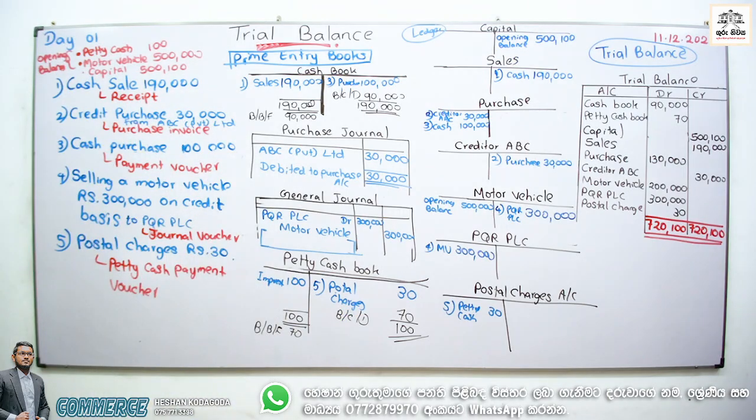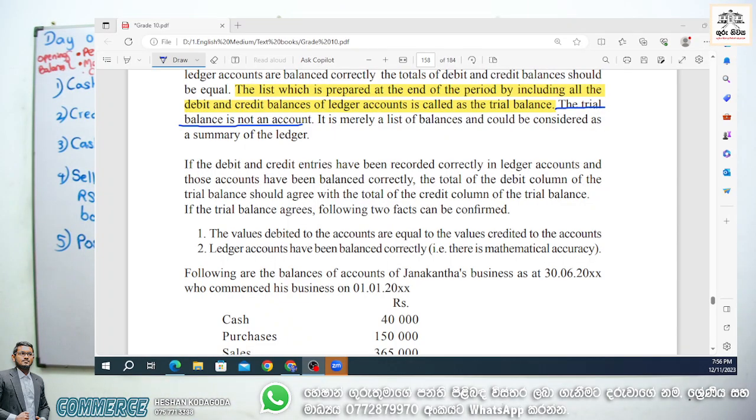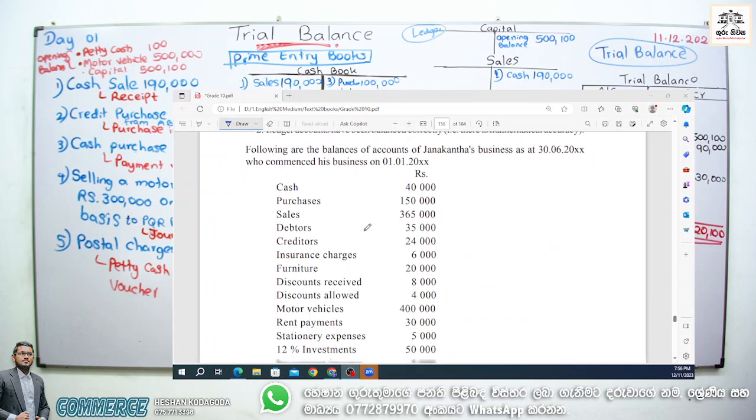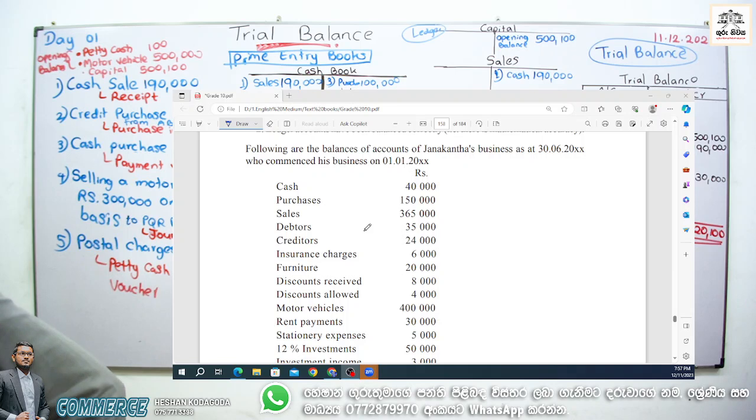Okay, quickly come to the textbook. Right, this one. Following are the balances of accounts of Janakanta's business as at 30th June 2023, who commenced his business on 1st January 2023.